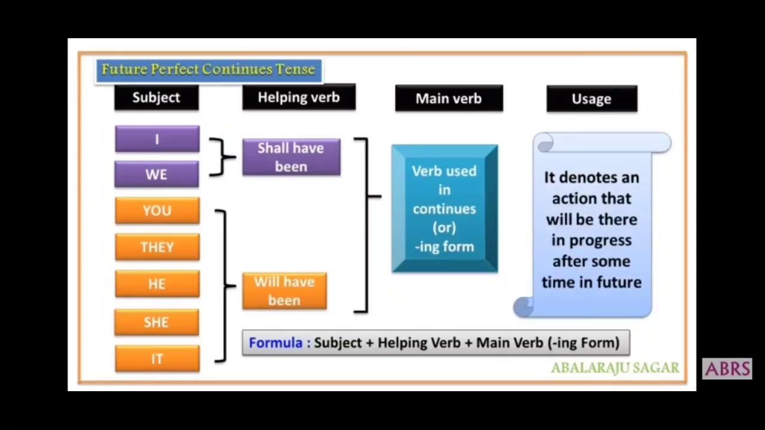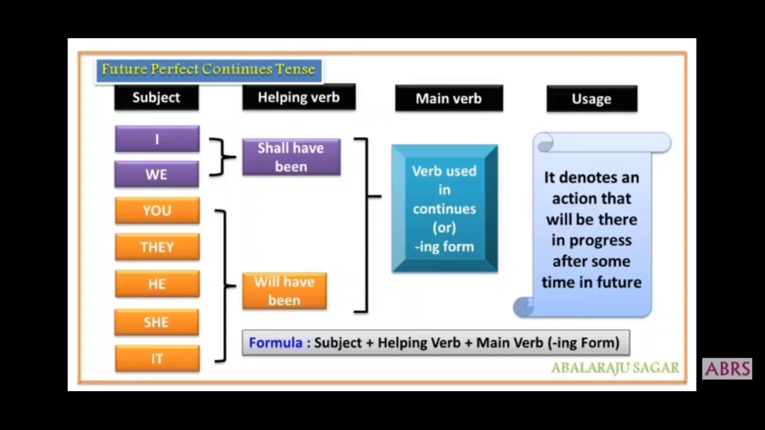And the last one is future perfect continuous tense. With the subjects I and we use shall have been and then verb plus ing as continuous is there. And with the subjects you, they, he, she, it, we use will have been and then verb plus ing. Okay. It denotes an action that will be in progress after some time in future. I hope you have understood all the types of the tenses. Go through the video again if needed and I hope there will be no confusion.